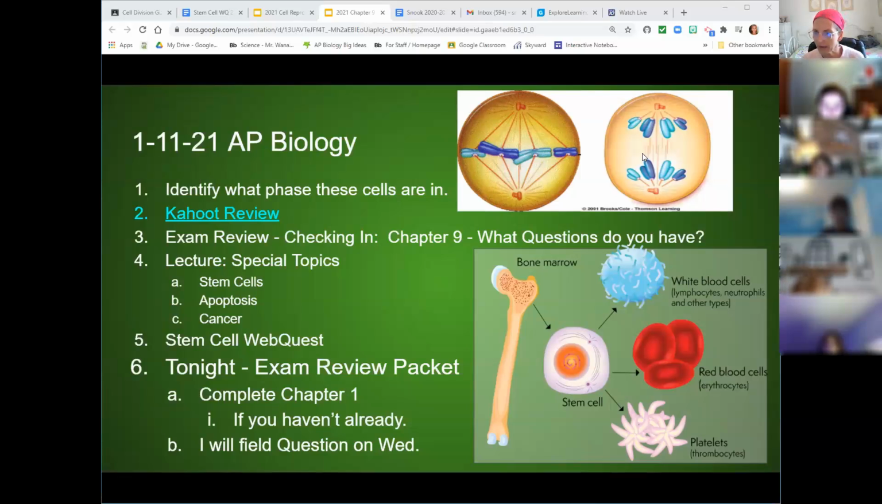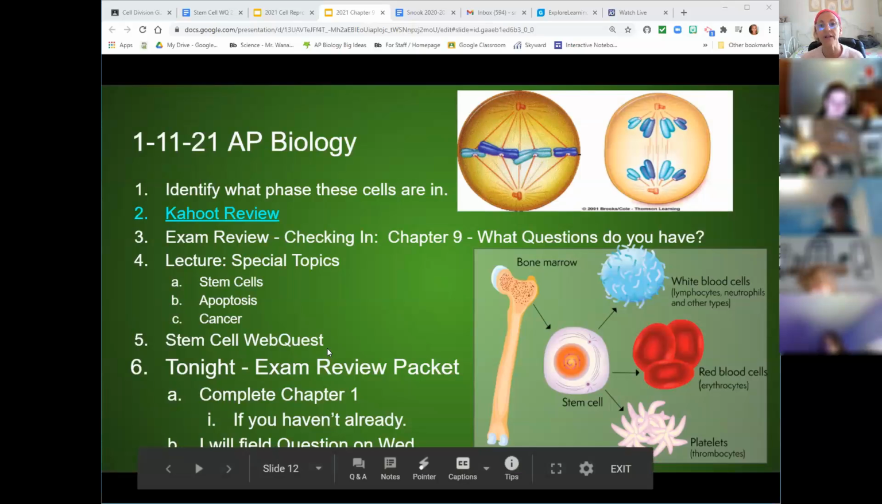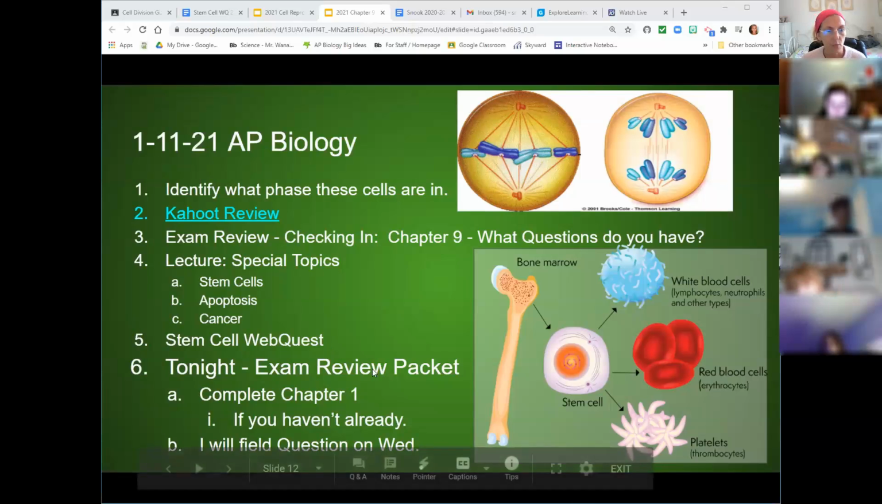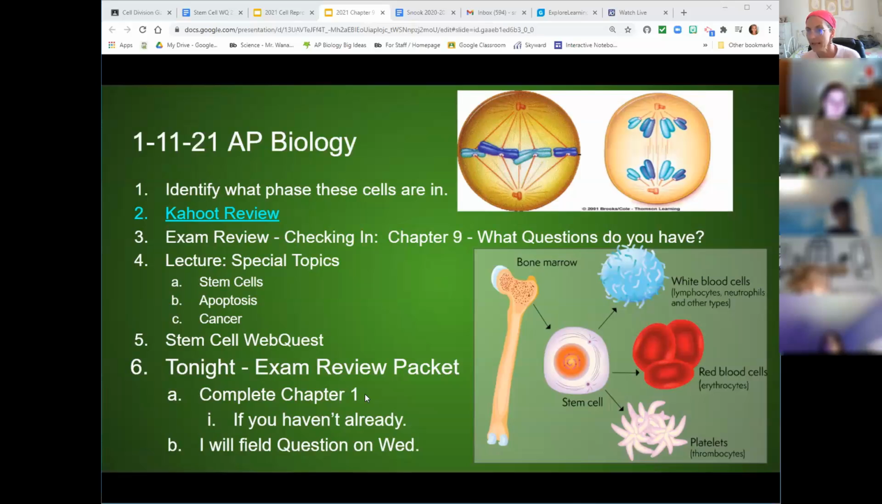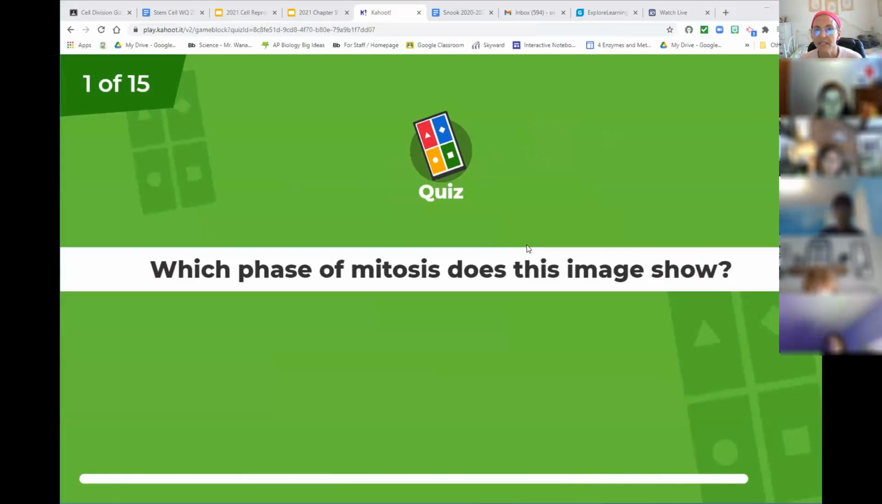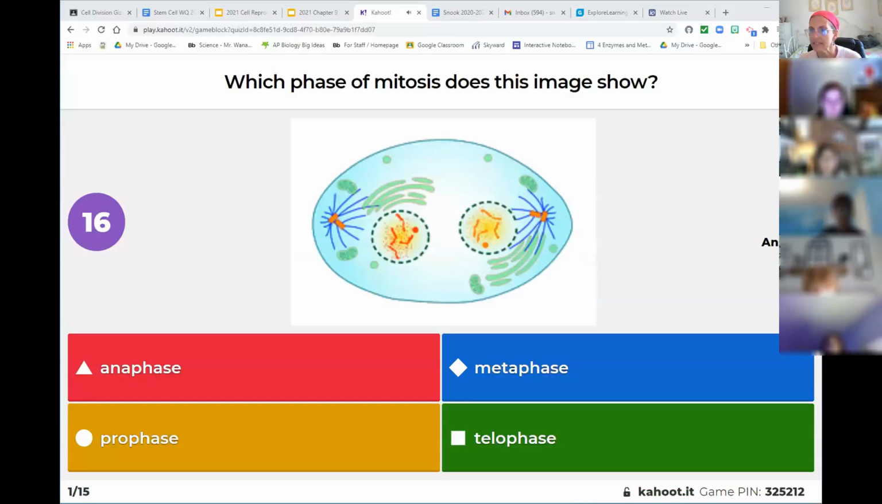So we'll play a Kahoot to practice mitosis. We'll talk about stem cells, and then on your own, you're going to do the stem cell web quest, where you're going to cover this topic in much more detail than I'm going to do in class. And then you want to work on just that chapter 1 if you haven't already done it, so that I can field questions over chapter 1. Right? So let's go ahead and get the Kahoot started. If you didn't get in, just answer them on your own on the side, okay? So you can still practice recall this way.